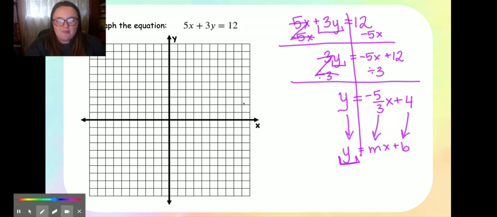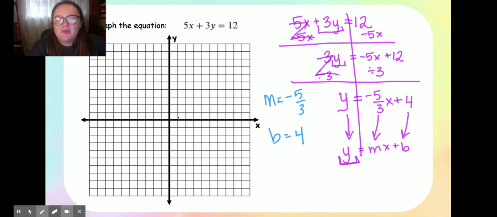Right, I'm going to take my pieces that I want. My m is negative 5 over 3. My b is 4. We can graph it. You begin at your b, so we're going to begin at positive 4. 1, 2, 3, 4. Positive 4. And you're going to use your slope to move. Okay, it's a negative here. So remember, that means that we want to run to the left to create that negative slope.